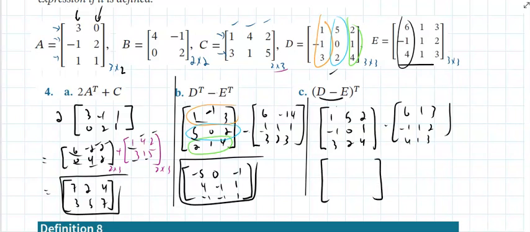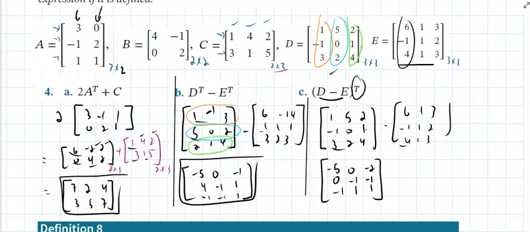Did I just do that? No, I didn't. 1 minus 6 is -5. 1 minus 1 is 0, and 1 minus 3 is -2. -1 plus 1 is 0. 0 minus 1 is -1, and 1 minus 2 is -1. 3 minus 4 is -1. 2 minus 1 is 1, and 4 minus 3 is 1.